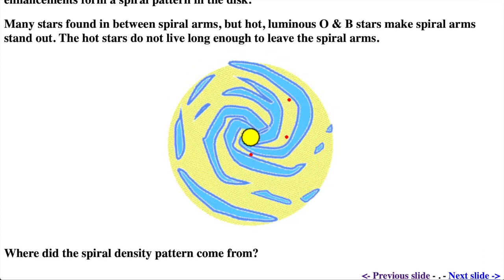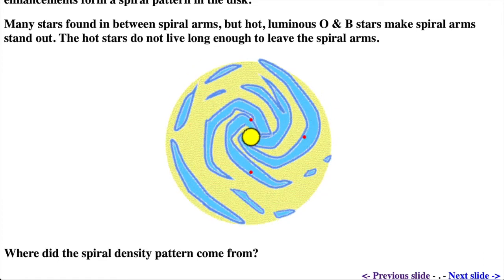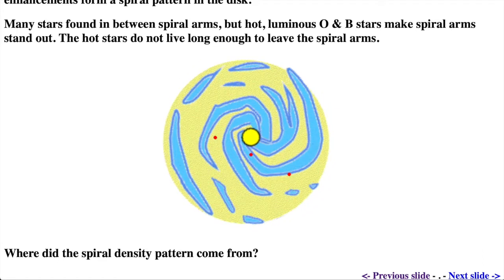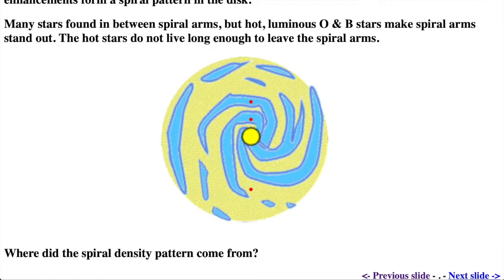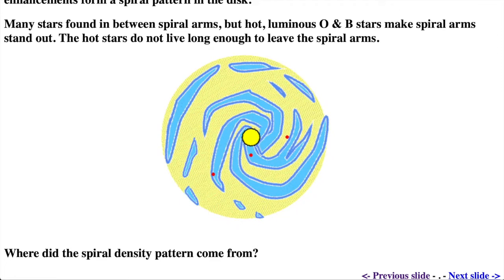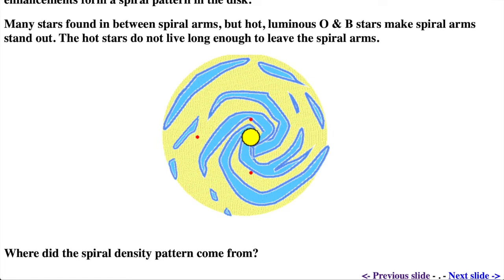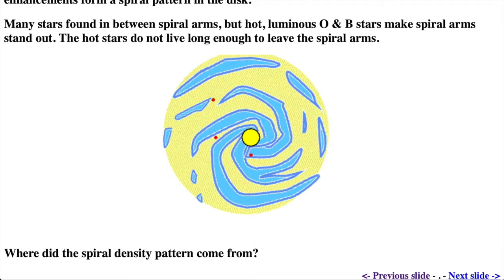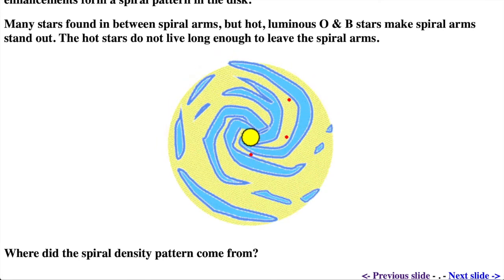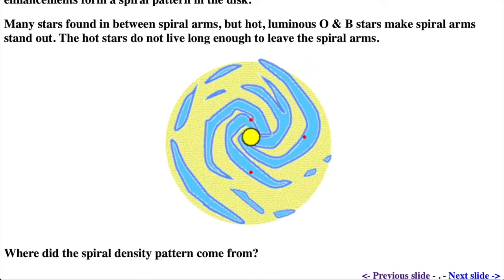This old animation of the galaxy shows that stars, with 3 example red dots, move in and out of the spiral arms because the spiral pattern rotates about half as fast as the orbital speed of the stars and gas. So where did the spiral pattern come from?